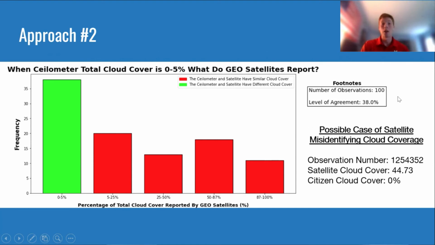This, again, is an example of something that would be outputted in the terminal. This is representing the satellite cloud cover of 45%, and the citizen cloud cover is 0%. So what's important here is that the citizen is matched up with the ceilometer. So we're looking again at the cases where the ceilometer is 0 to 5%. And if the citizen is saying it's 0% and the satellite's saying it's like 45, then that could be a case of false cloud detection because both of our ground observations agree. However, the satellite doesn't.